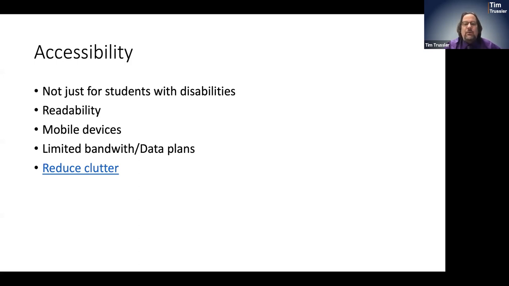Keep the clutter out. Don't put a picture in unless you need it. Obviously, if it's a schematic, put it in there. If it's a critical picture for the essay, put it in there. But don't just put extra pictures in, because that's how you express your creativity, because it makes it more difficult for the student to read that on that phone. And again, it's taking up their bandwidth.